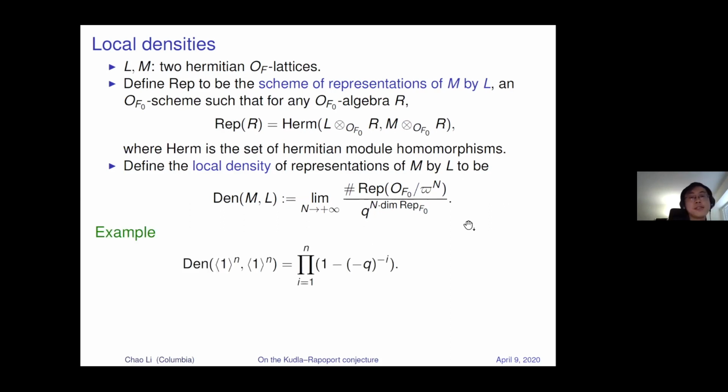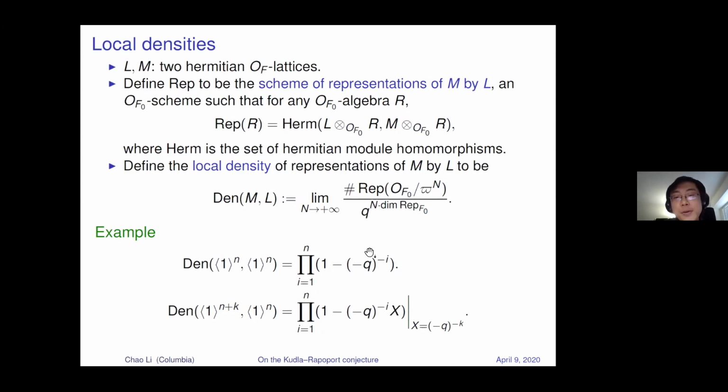Let me give you again a simplistic example. If I take two self-dual lattices of rank N, then this local density is computed as this simple number. As you can imagine, this is exactly recovering the local Tamagawa number for the p-adic unitary group. Similarly, I can change my bigger lattice M to have slightly bigger rank N plus k, then get a slight variant of the local Tamagawa number. It's the evaluation of this polynomial at x equal to minus q to the minus 2k power. So in particular, when k equals 0, you recover the previous one.